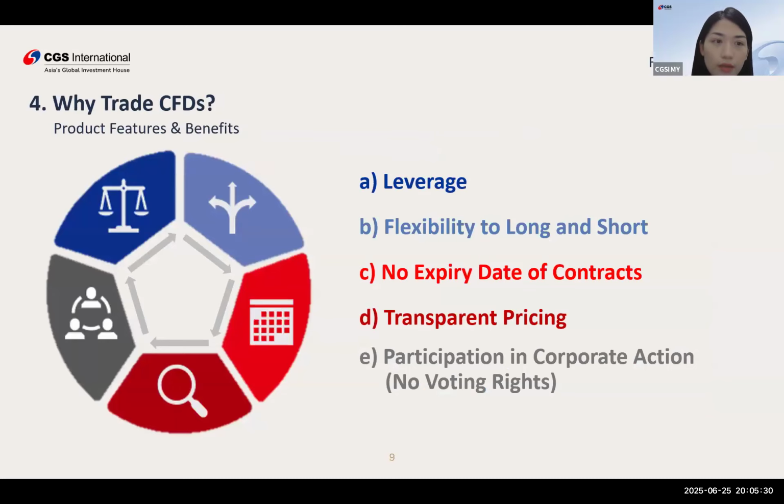Now, you might wonder why you want to trade CFD, right? With trading CFD, you get the benefit of leverage, flexibility to go long and short, no expiry date of contract, transparent pricing, and you can also participate in corporate actions, but not the voting right.